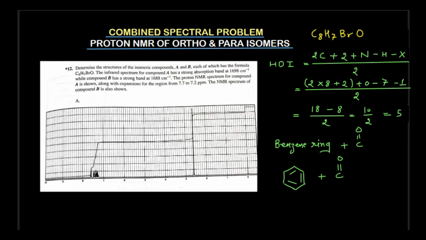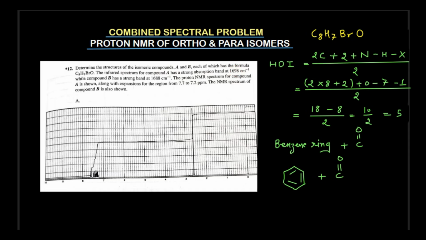First of all, it is showing a very strong absorption. Strong absorption means a polar group is present, and that polar group is the carbonyl group. In compound A, it is resonating at 1698 centimeter inverse, and in compound B, it is resonating at 1688 centimeter inverse. That means a little bit lower frequency is there. That means to stretch this carbonyl bond, we will require a little bit lower energy for compound B when compared to compound A, because A has 1698 centimeter inverse, which corresponds to a little bit higher energy.